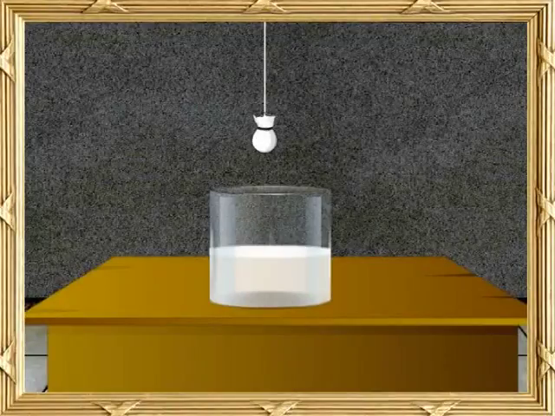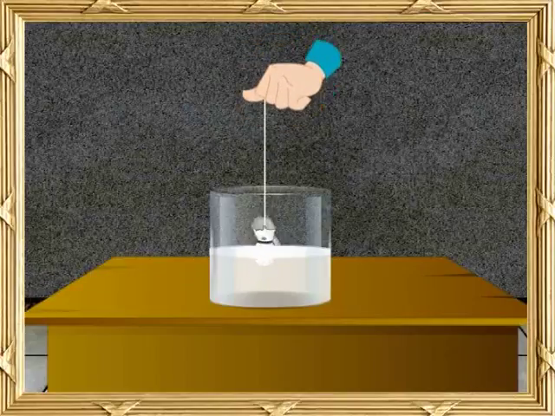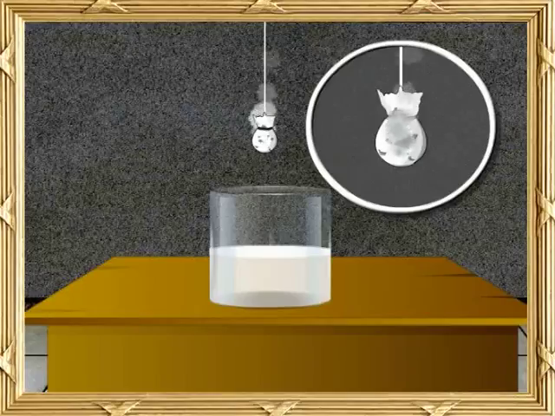Now, to test the presence of hydrogen sulfide gas, let's do another simple experiment. Soak a filter paper in lead acetate and take it out. A black stain of lead sulfide forms on the filter paper. It is a test for H2S gas. Let's take a look at another experiment to see how sulfur reacts with metals.